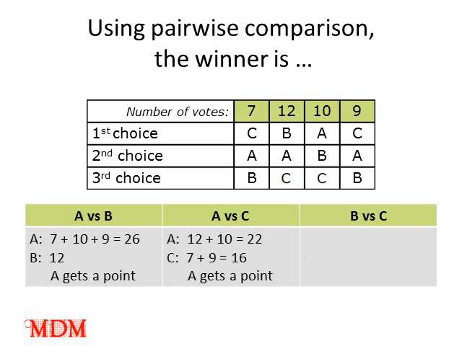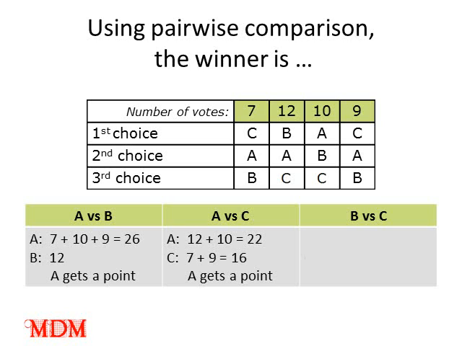Let's look at A versus C. In this column, A is not ahead of C, but in this column she is, so she has 12 ballots with A ahead of C here, and on this ballot A is ahead of C as well with 10, so that gives a total of 22. Now looking at the other ballots, C is ahead of A with 7, and C is ahead of A with 9, giving a total of 16. In this instance, A gets a point.